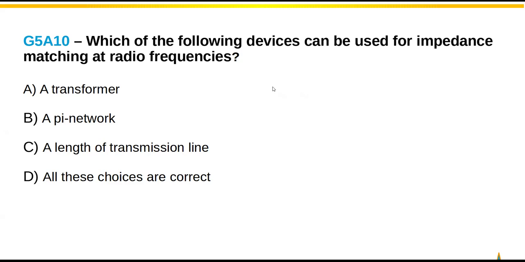Which of the following devices can be used for impedance matching at radio frequencies? What's your favorite answer? Delta. Finally got a delta. All these are correct.